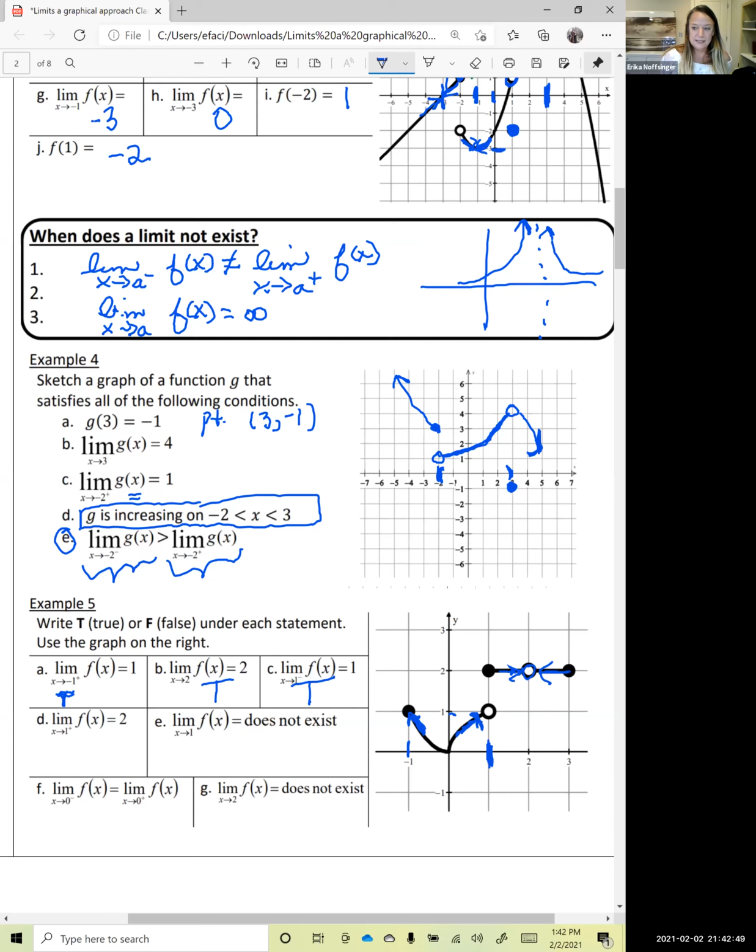And then D says the limit as x is approaching 1 on the right. So on the right-hand side, I have to use this horizontal piece up here. As I'm coming into 1 on the right, what is my y value? That one actually gets to that y value, and that y value is going to be 2. So this is actually true.